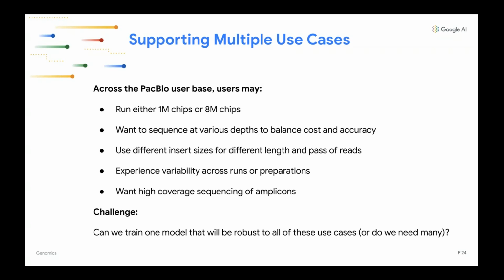And that might be to run the 1M chips or the 8M chips, to sequence at various depths that balance cost and accuracy, to use different insert sizes to have potentially longer HiFi reads or HiFi reads that have more passes, to handle the variability across instruments or library preps. We also wanted to be robust to the high coverage sequencing of amplicons. So the challenge we had is, can we train one model that will be robust to all these use cases, or do we need to train many possible models?